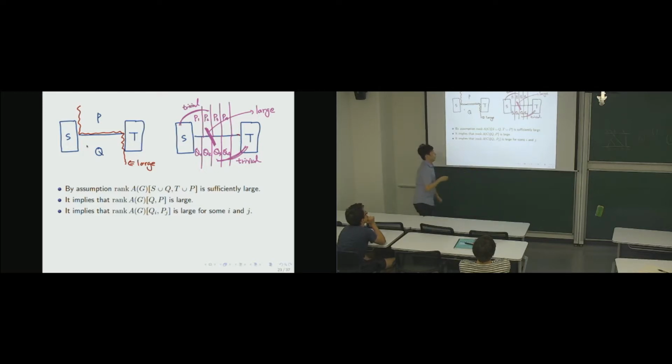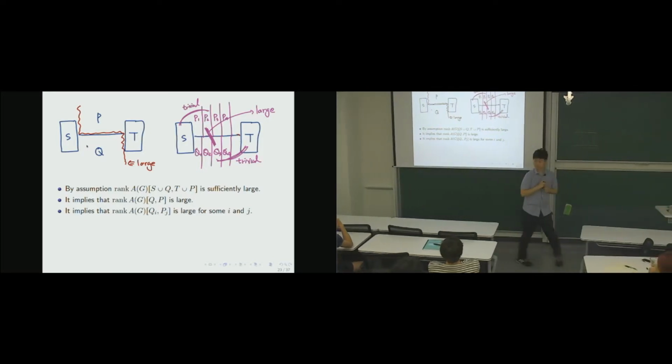K. And because the rank between these is still sufficiently large, you should have the Qi and Pj which have a large rank between them. And then you know that they have a trivial to S and then trivial to T, right? It looks like almost a K link, right? But still, we don't know about the P2 to T, right?